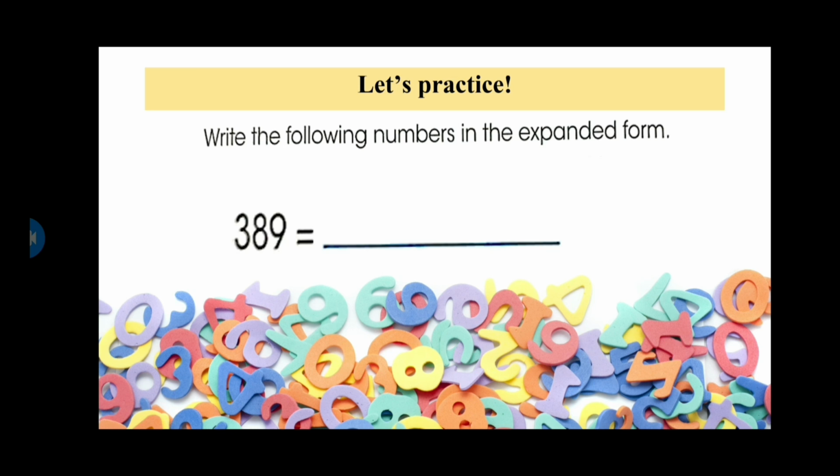Next, 389. Look for the number on the hundreds. We have 300 on this case. On the tens, we have 80, and ones, we have 9. So your expanded form should be 300 plus 80 plus 9.